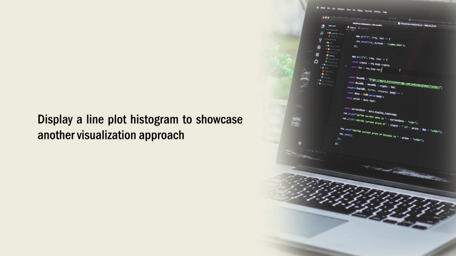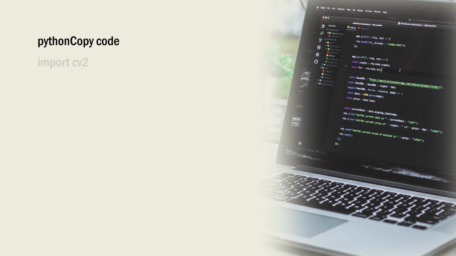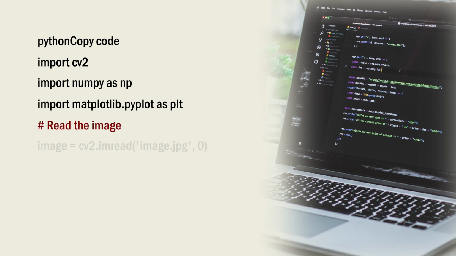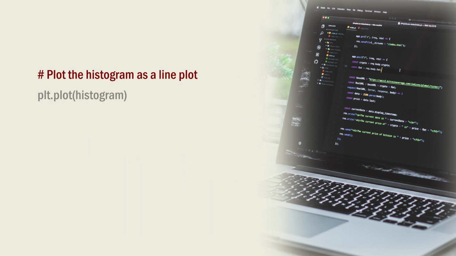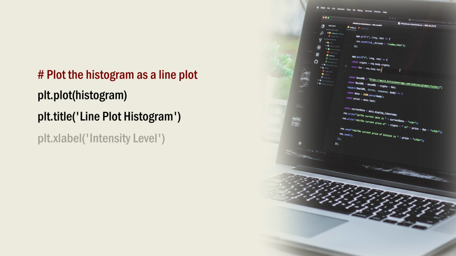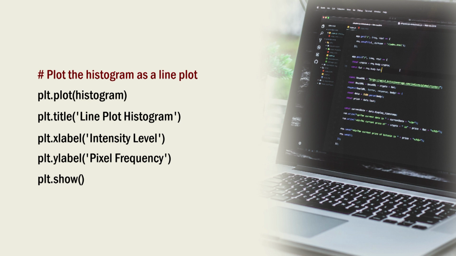So, here it displays a line plot histogram to show another visualization approach. In this method, we can see that again we have to import the libraries, then again we have to read the image by image read. You can read any image of any type like JPG, PNG as we already discussed. Then calculate the histogram and plot that histogram with the pixel values, for plotting the line values, or the points which are connected to make a line, or we can say for implementing the line plot.